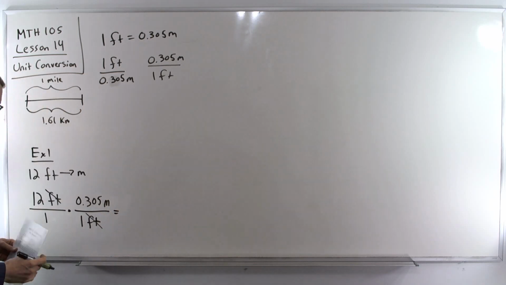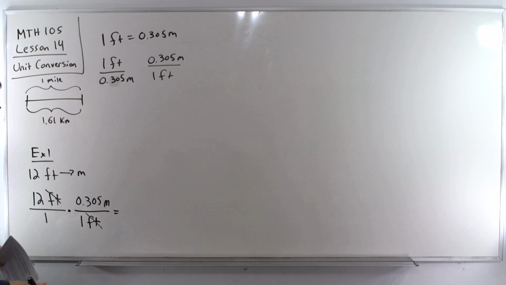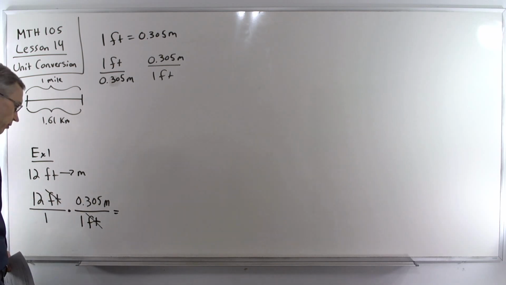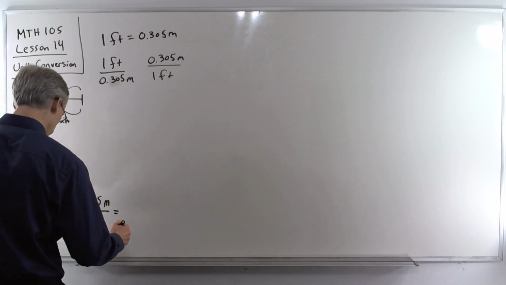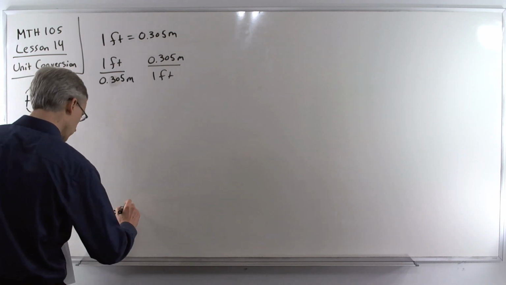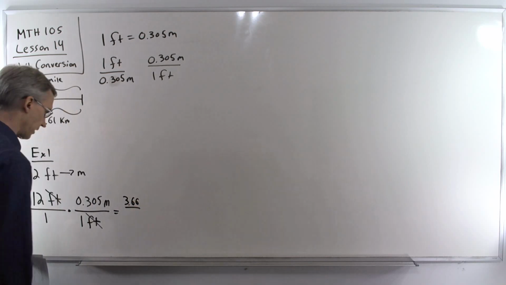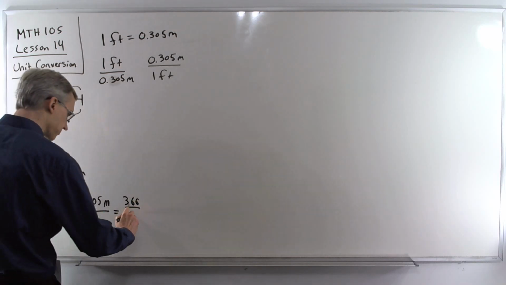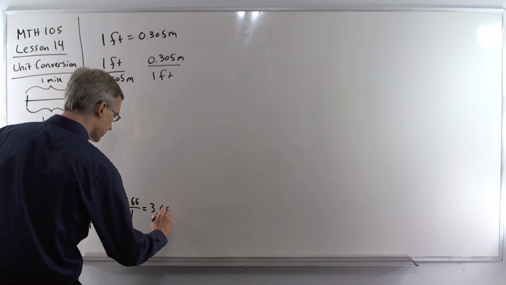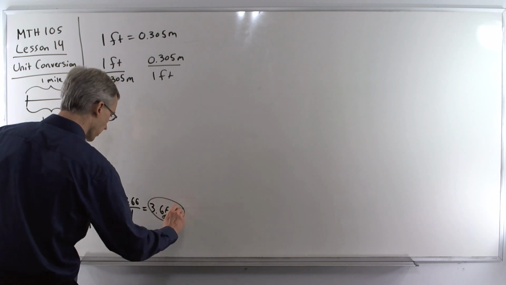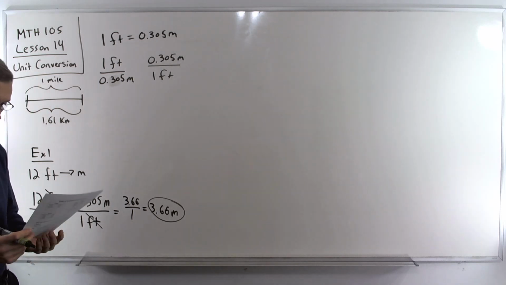Now to multiply fractions, we're going to multiply straight across on the top, straight across on the bottom. So we do 12 times 0.305. So that gets us on top 3.66, on the bottom just 1 times 1. So that is 3.66 meters. So now we know that 12 feet equals 3.66 meters.